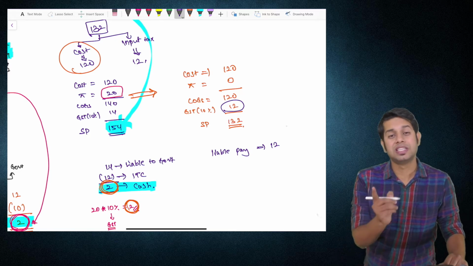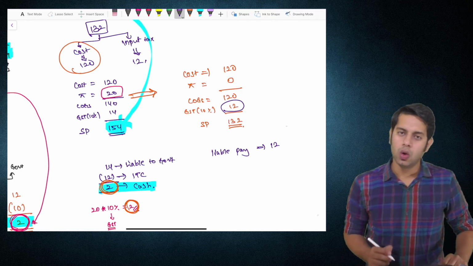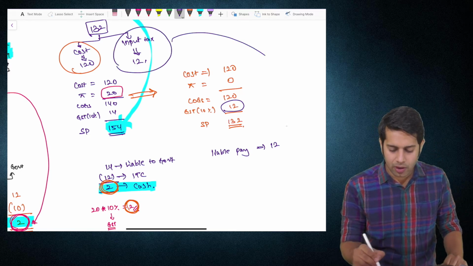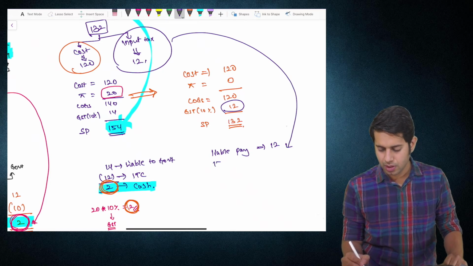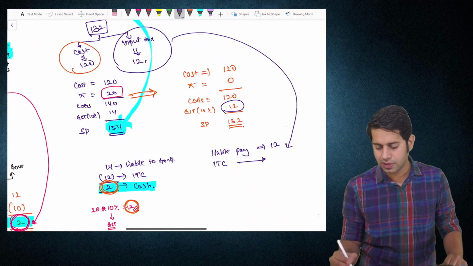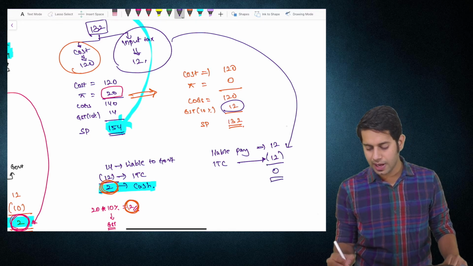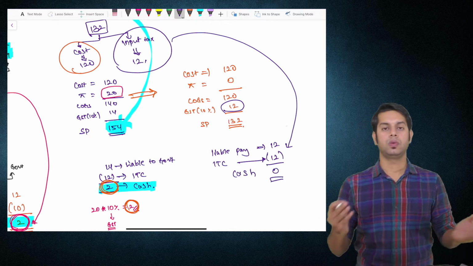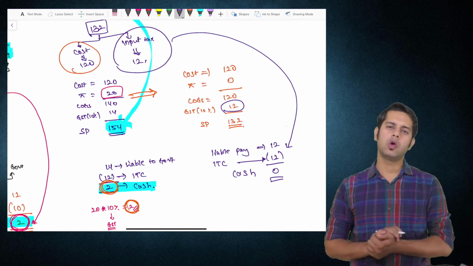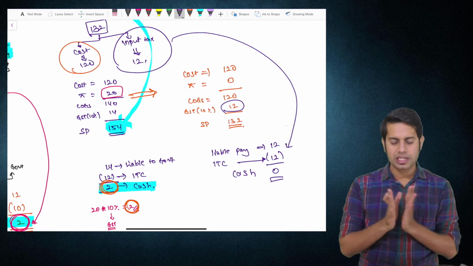Correct? How much has he already paid to the wholesaler? Sir, he has already paid rupees 12. So the input tax credit which he has is rupees 12. So how much should he pay to the government in cash? 0. Sir, can you please explain this again?